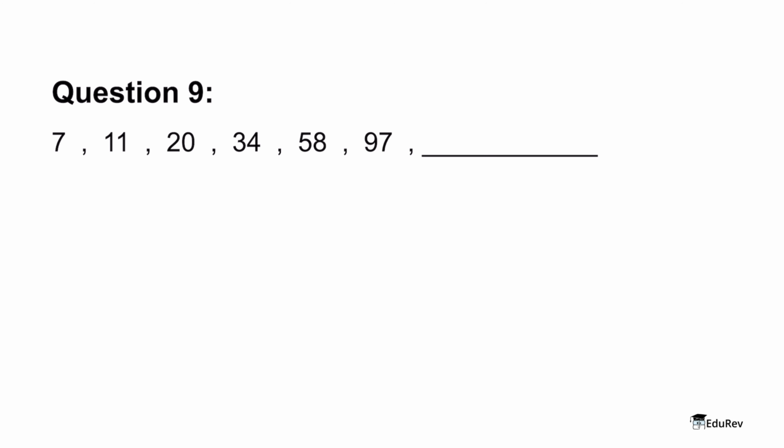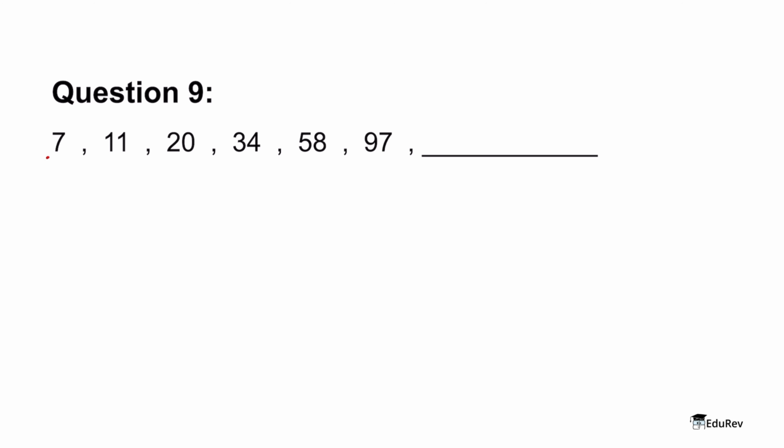Okay, now let's look at it. So basically 7, 11, 20, 34, 58, 97. Now as you can see that this is not a multiplicative series, okay, because the numbers are increasing at a very slow rate. It's not a very rapid increase. So let's try doing the difference method here. Okay, first let's try to do the difference method here.